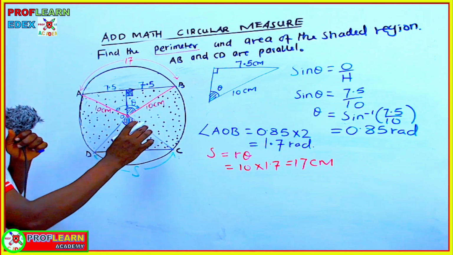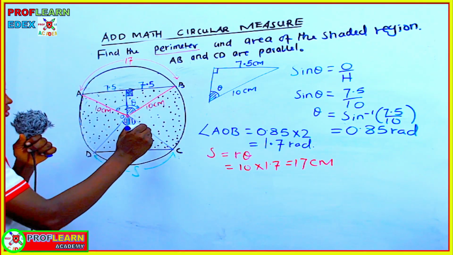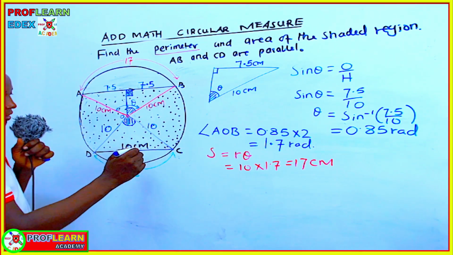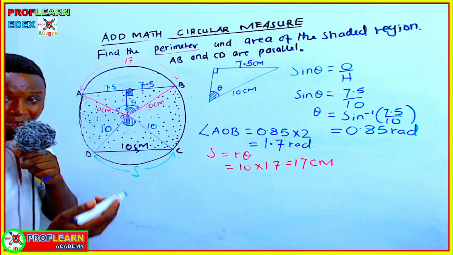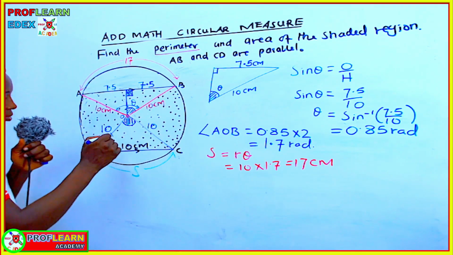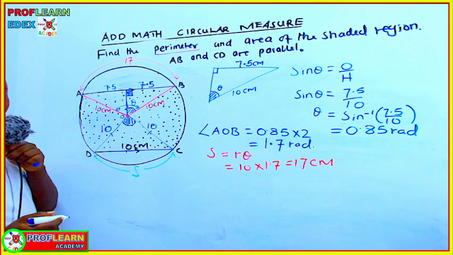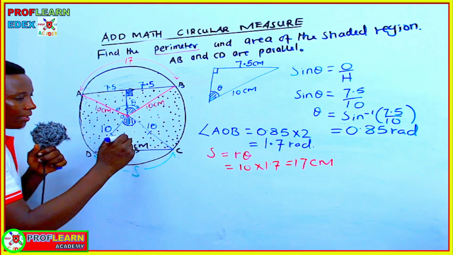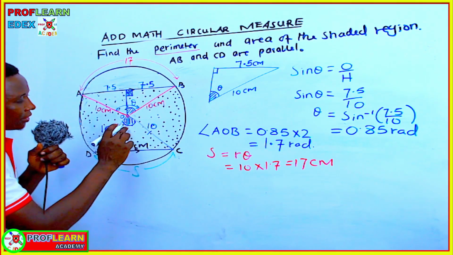Remember, we were told that the radius of this circle is 10. So this is 10, this is 10, and this is 10. Meaning that this is an equilateral triangle below here. This one, this one, this one are actually equal. So each angle is 60 degrees, and this is 60 degrees.